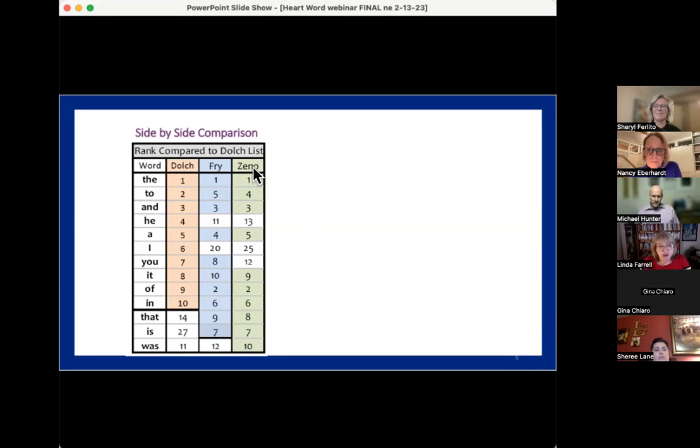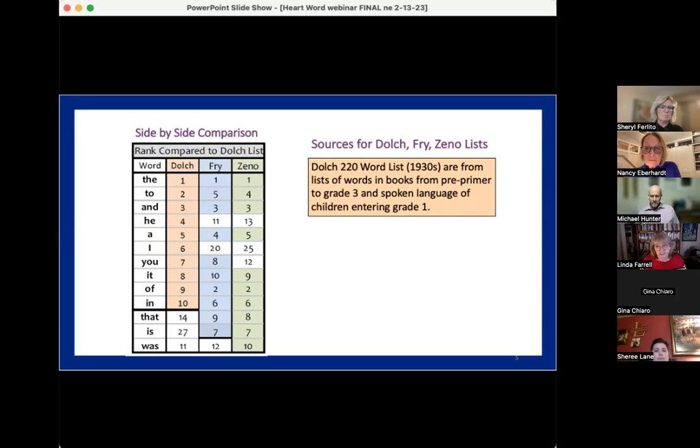If we compare the Zeno 107 word list to the Dolch list and the Fry list, we see that there are 3 words that are not on the Fry top 10: we have to go to 13 for he, we have to go to 25 for I, and we have to go to 12 for you. I hope you're seeing that these are virtually the same. And you may wonder, why are they different? Well, they're different because of their sources.